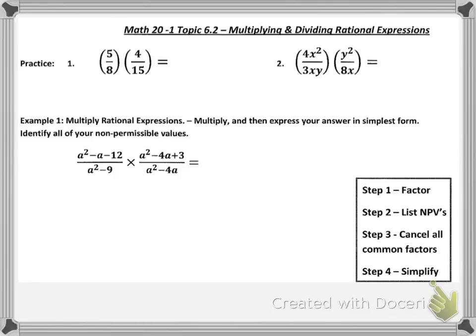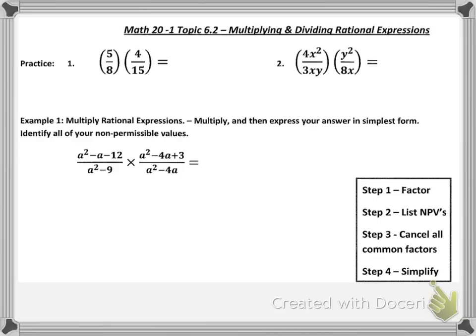Alright, today in Math 20-1 we're looking at topic 6.2, multiplying and dividing rational expressions. First things first, we're going to do a little bit of review on multiplying fractions. 5 over 8 times 4 over 15. Well, the top is going to be 4 times 5 and the bottom is going to be 8 times 15.